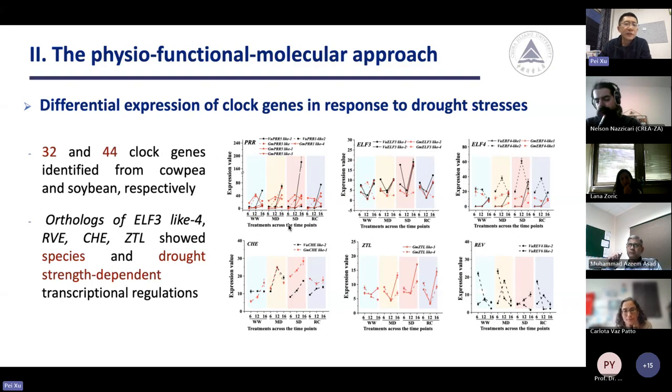Since TOD was found to be important, here we examined the differential expression of the circadian clock genes in their response to drought stress. We identified all of the circadian clock genes from cowpea and soybean respectively and performed RT-qPCR analysis. We found that indeed several genes, like the REV gene, show very different regulatory patterns between the two species in response to both drought and time of day.